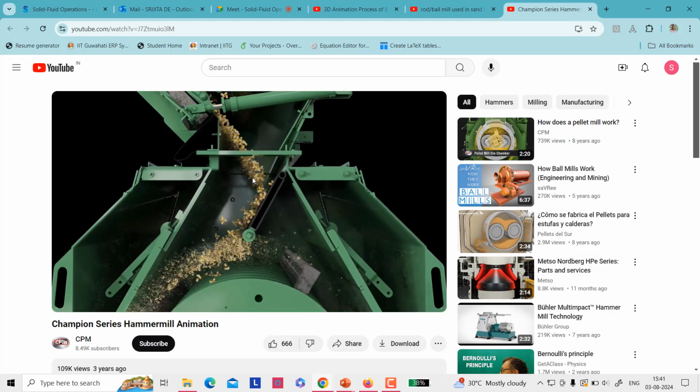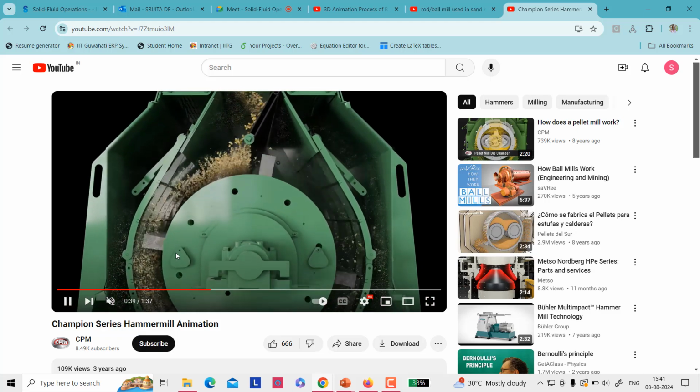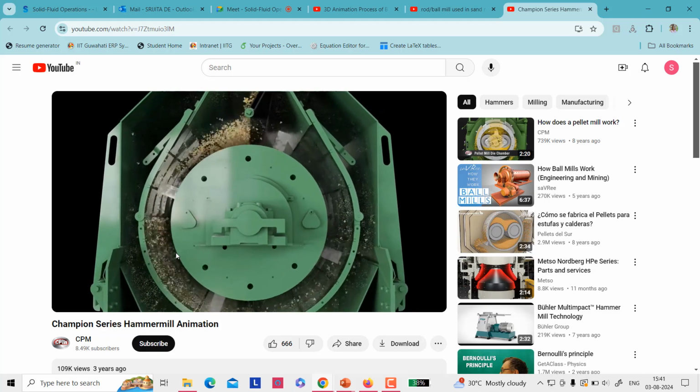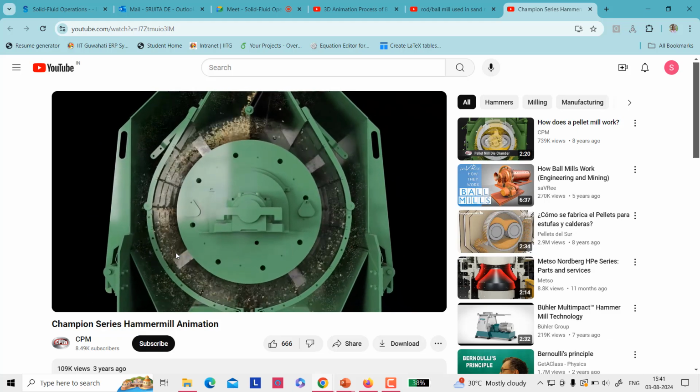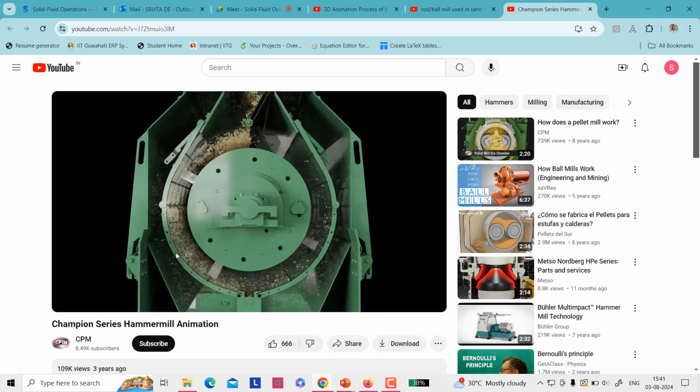So now see, here some kind of bars are there. You can see the bars in the rotating equipment. This will hammer the particles and they will produce smaller particles. So you can see how small the particles can be produced with the help of the hammer mill.